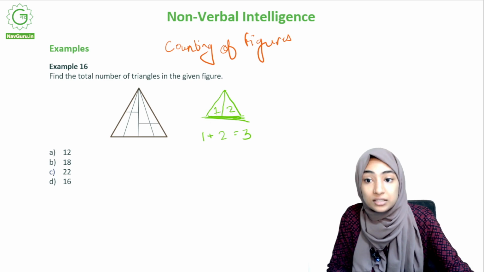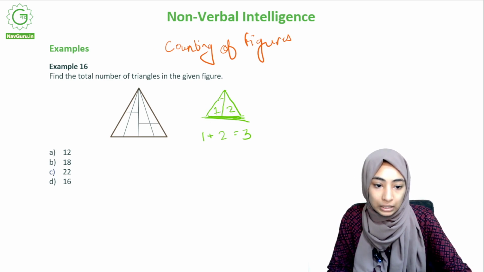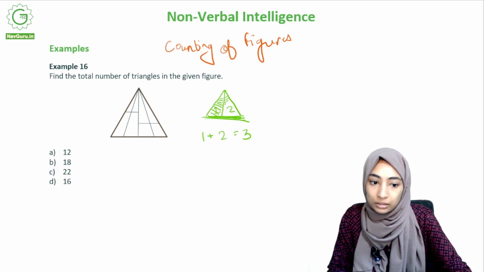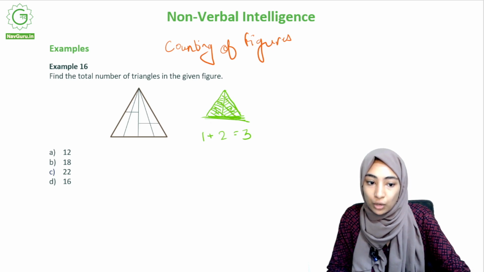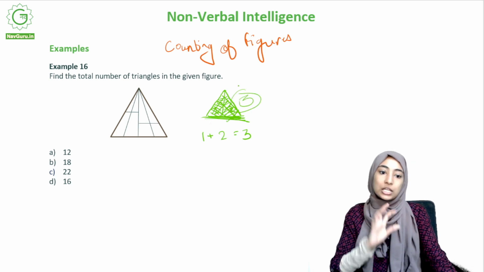Now how is it 3? I'll tell you. So 1 is this triangle. Okay, the second one is this triangle. The third one is this whole triangle. If you count this triangle wholly together, it's the third triangle. So that's how you have 3 triangles here. Did you get that? So that's how you do it.